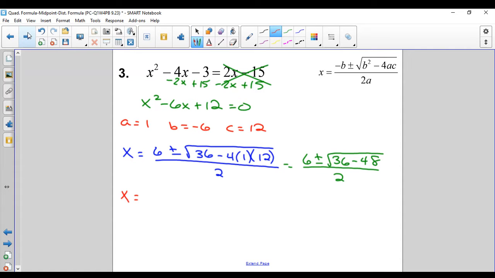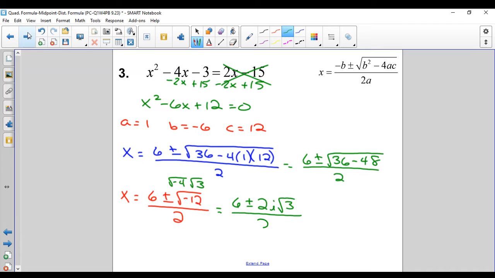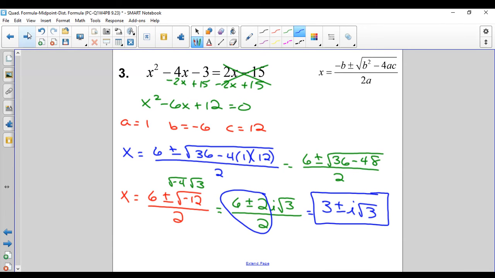36 minus 48 is negative 12. Complex numbers are coming into play. All over 2. This radical breaks into negative 4 and 3. There's 6 plus or minus, this becomes 2i radical 3 all over 2. We look at the numbers that are outside of the radical again. They can all be reduced by 2. So we get 3 plus or minus i radical 3 all over 1. I'm not going to put that. There's your solution. That's what we have there.